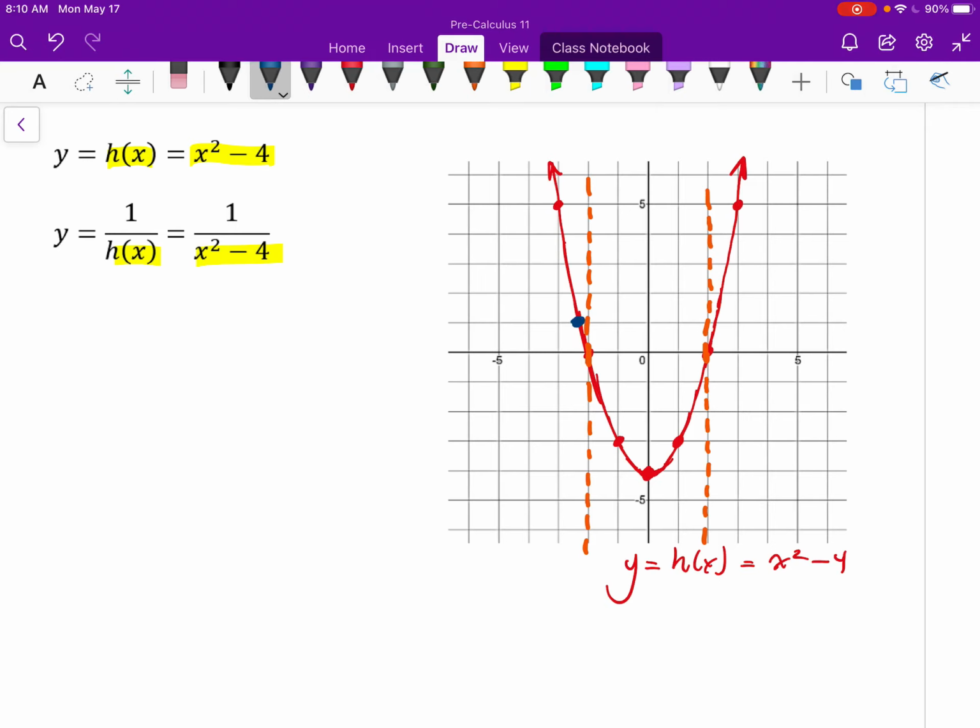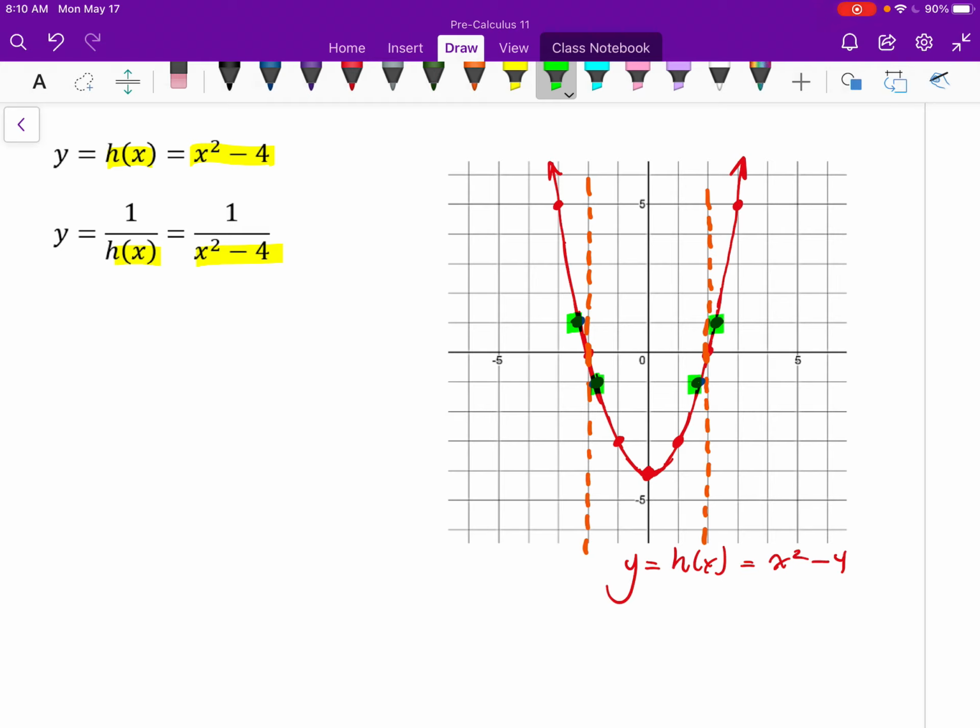So right there, right there, right there, and right there. I don't know the exact x coordinates there. I don't really care what they are. I'm just trying to sketch a graph. And so I don't know those exact x coordinates, but I can see that's where the output, the y values, are 1 or negative 1. So I know my reciprocal function will have 4 invariant points.